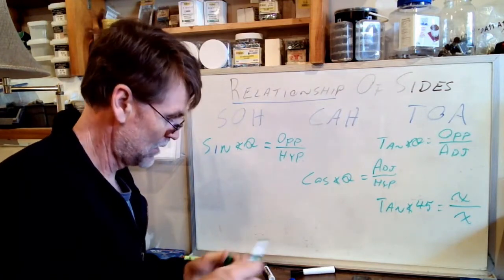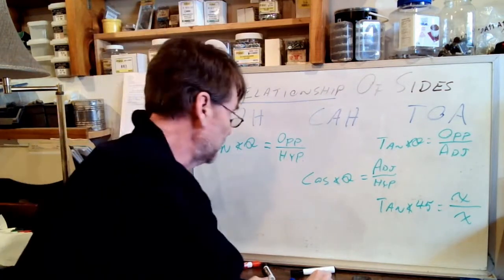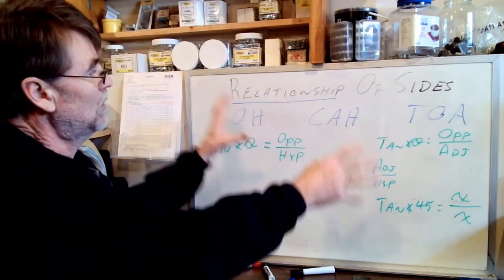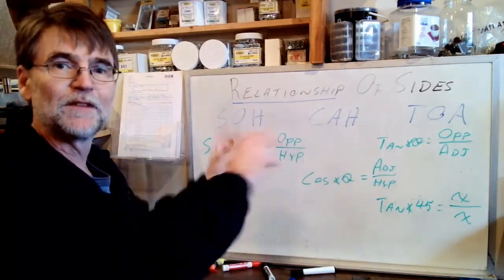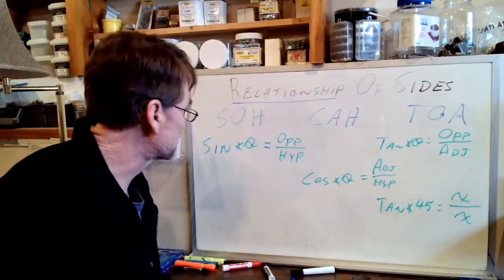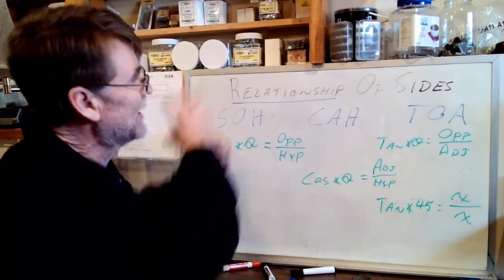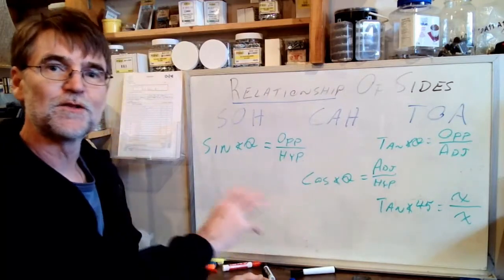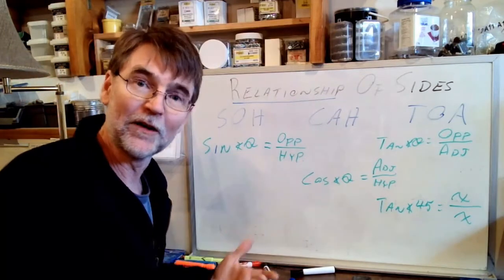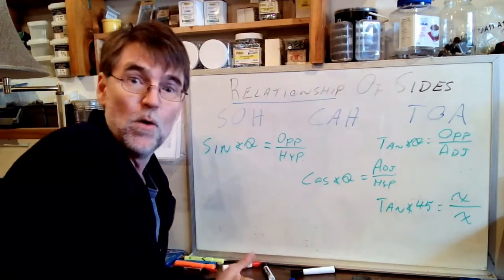We can always find the other side because the relationships drawn right here will always be true. One other relationship that will always be true: we've got one side and we've got an angle and we want to find another side, or we know two sides and we want to figure out what our angle is. Mathematically we can manipulate these equations so that we can find variables that we don't know.